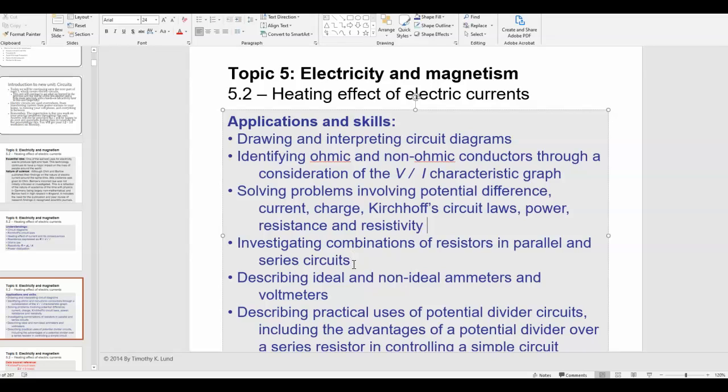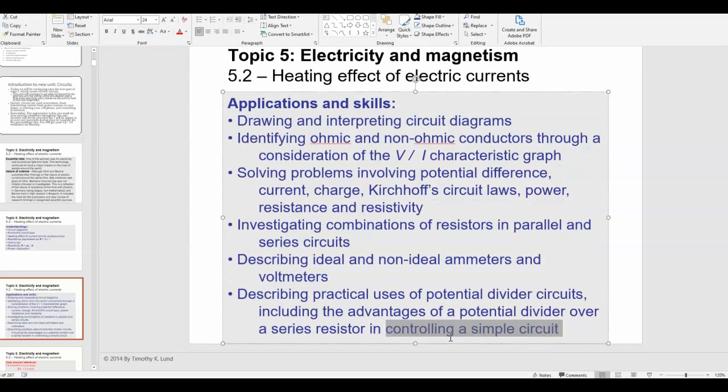Investigating combinations of resistors in parallel and series circuits, describing ideal and non-ideal ammeters and voltmeters, that's also very easy to do, and describing practical uses of potential divider circuits, including the advantages of a potential divider over a series resistor in controlling a simple circuit. And that's probably one of the last things we'll talk about in this unit.